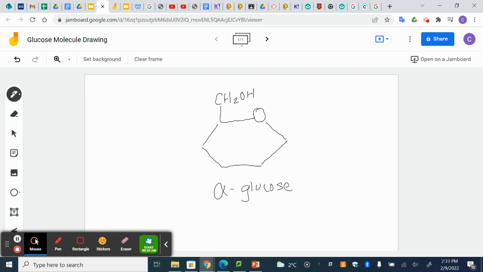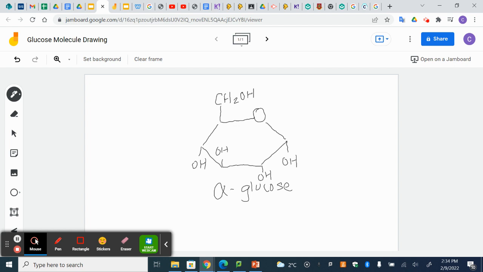The hydroxides in alpha glucose actually follow a down, down, up, down rule. So my carbon 1 is going to have a down hydroxide. Again, this is alpha glucose. My carbon 2 is also going to have a down hydroxide. My carbon 3 is going to have an up hydroxide. So I'm going to draw up here. My carbon 4 is also going to have a down hydroxide.